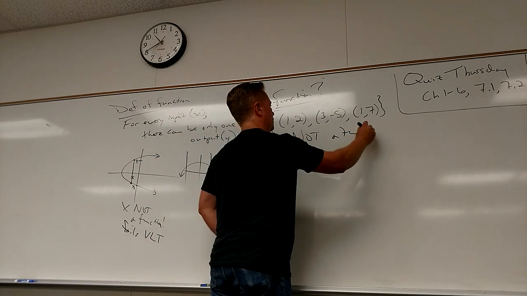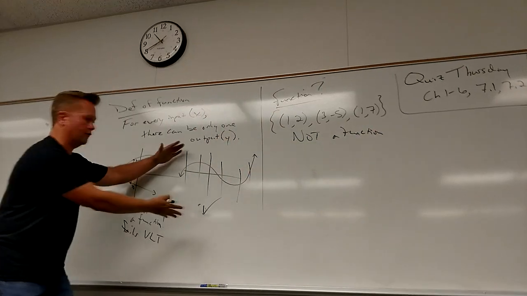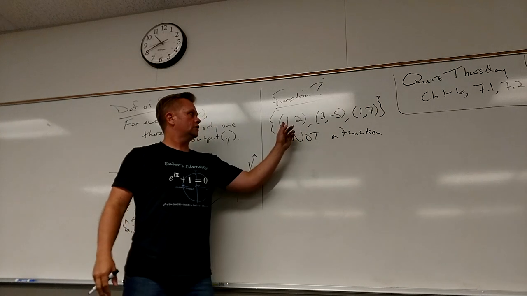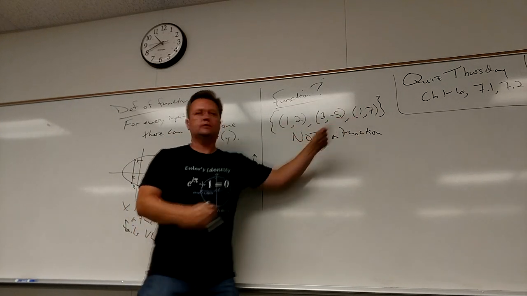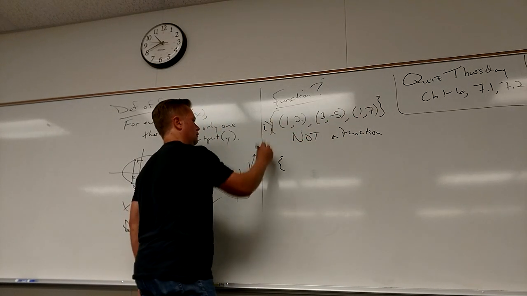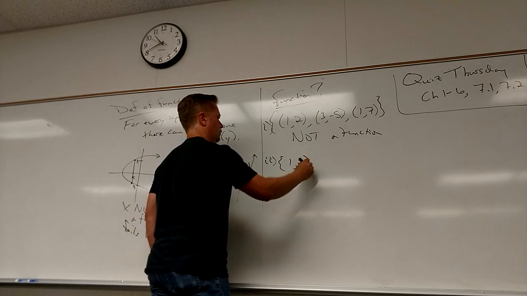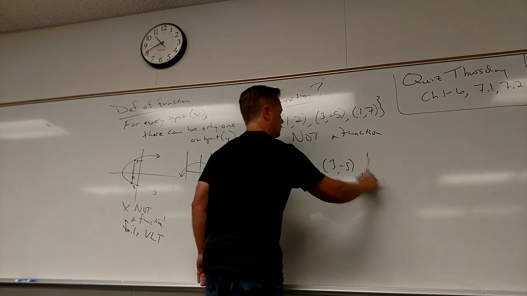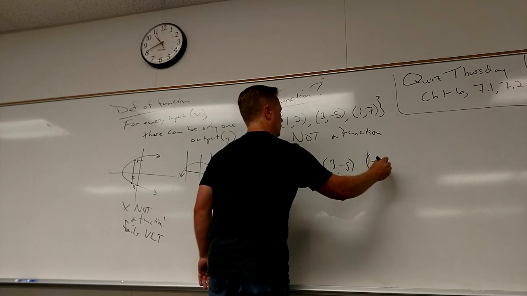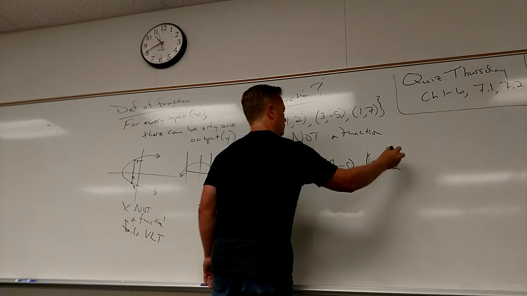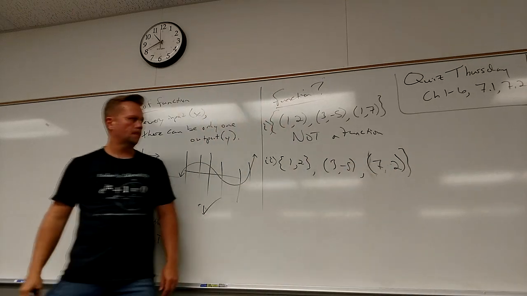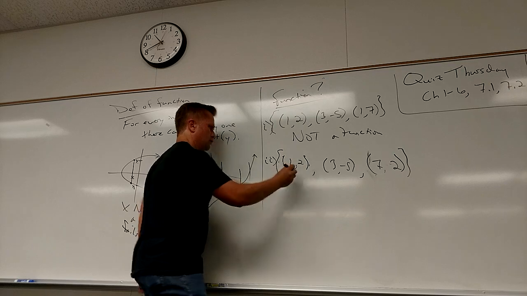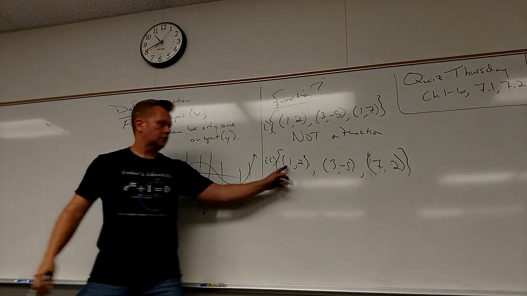So the shortcut when it's given to you in graphical form is the vertical line test. When it's given to you as a collection of points, just see if any x's are repeated. Is this a function though? Yes. Why is that a function? No x goes to more than one y.